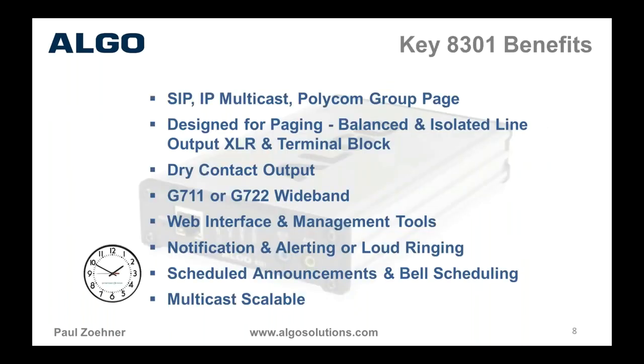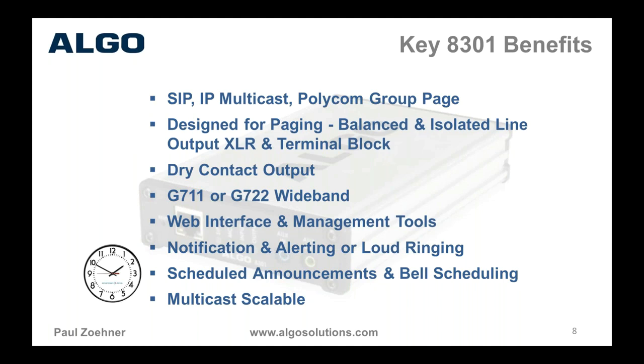Some of the key features for the 8301 is it supports SIP, it supports IP multicast, Polycom group page, among others. When we say SIP, it can actually be registered with up to 50 SIP extensions, and if we had time, I could explain why that is and how that's used for zoning. This device was designed specifically for paging, so you have a balanced and isolated line output with XLR and terminal block connectors for twisted pair.